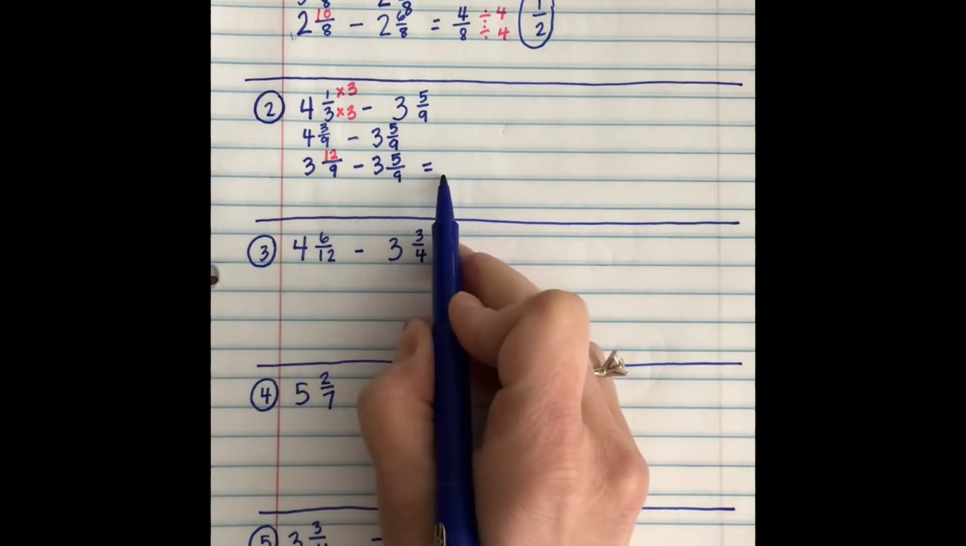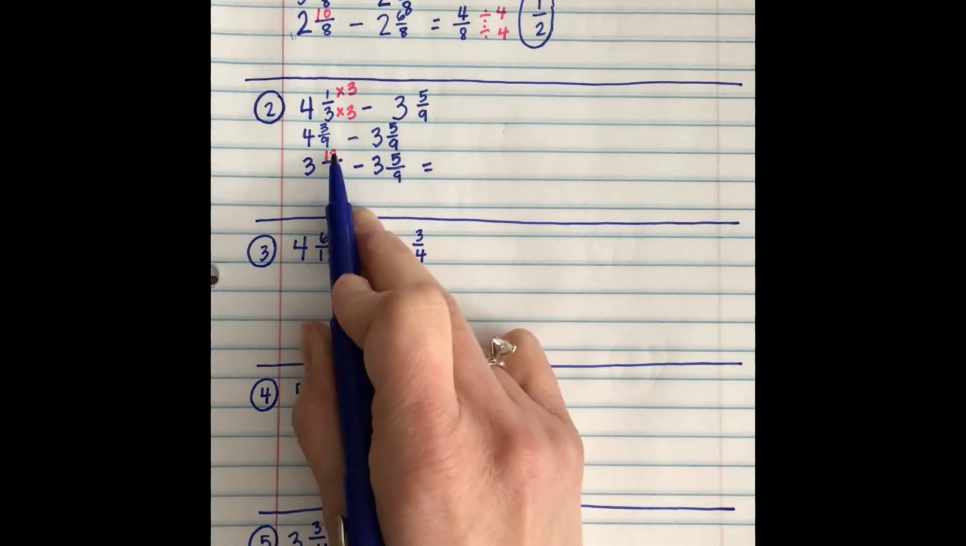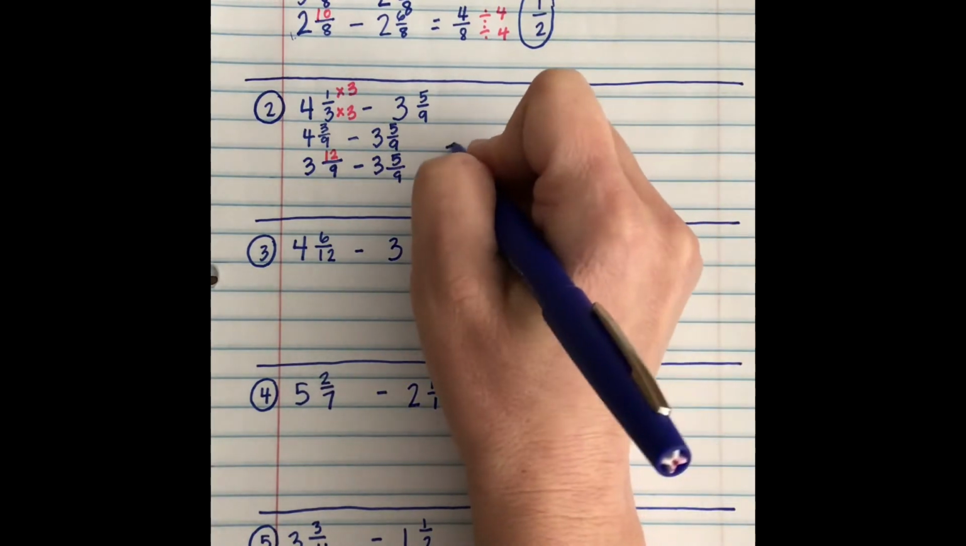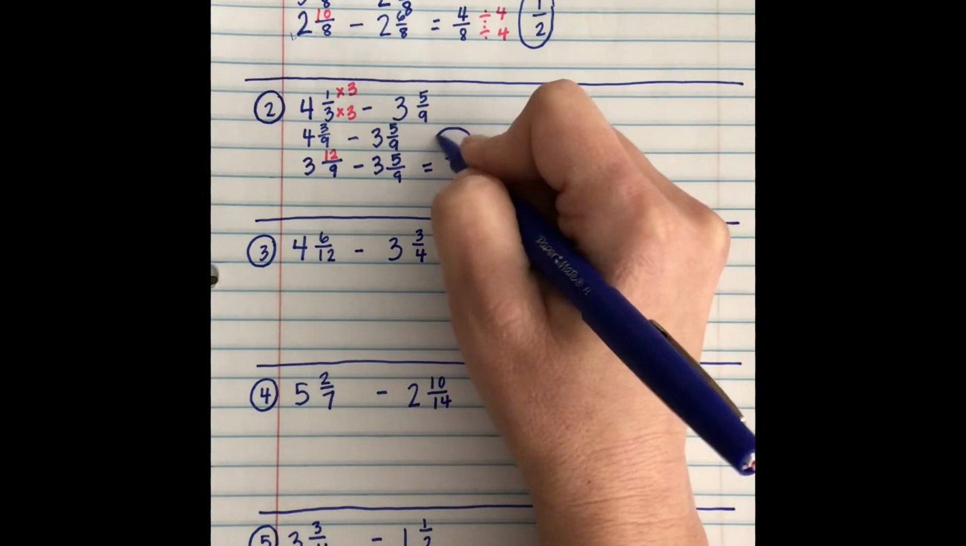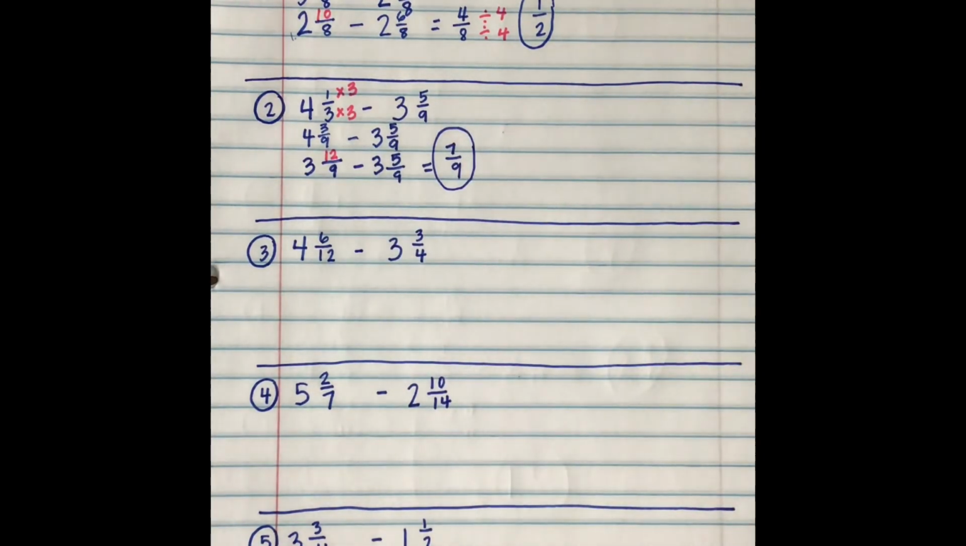So 3 minus 3 is going to give me nothing. 12 minus 5 gives me 7. And I'm going to keep my denominators the same. It's going to be a 9. Hopefully you're getting the hang of it by now, because I know I sure am.